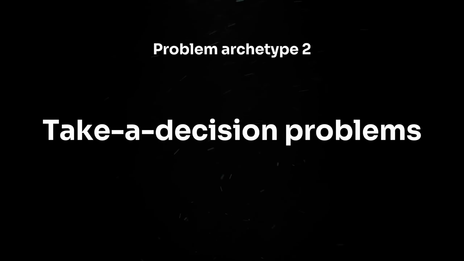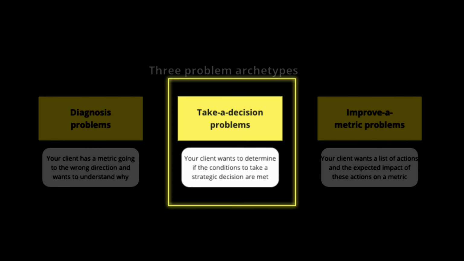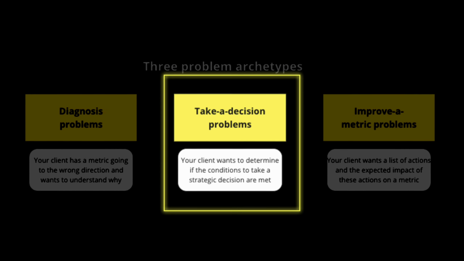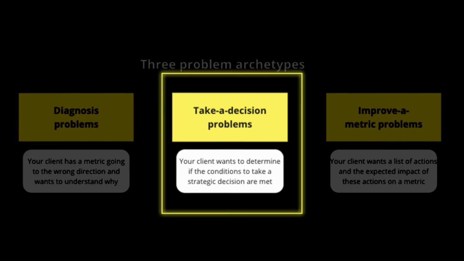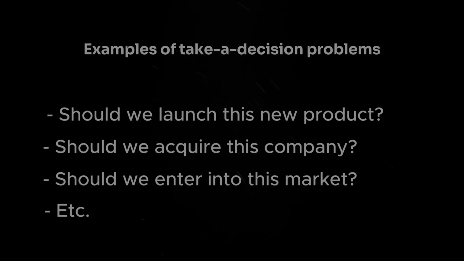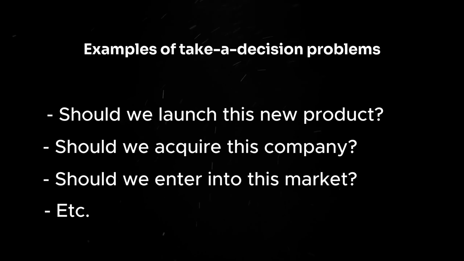Problem archetype number 2, take a strategic decision. In a take a strategic decision problem, your client wants to check if the conditions to take a decision are met or not. In this problem archetype, you will find case questions such as launching a new product, acquiring a company, entering a new market.